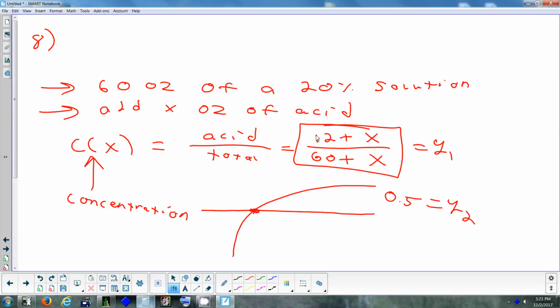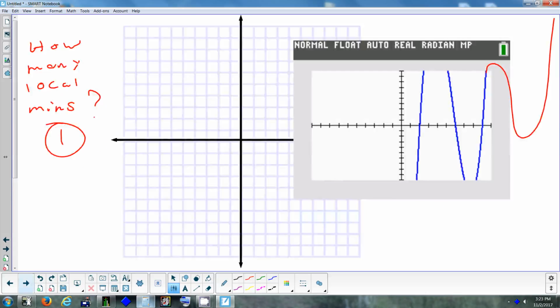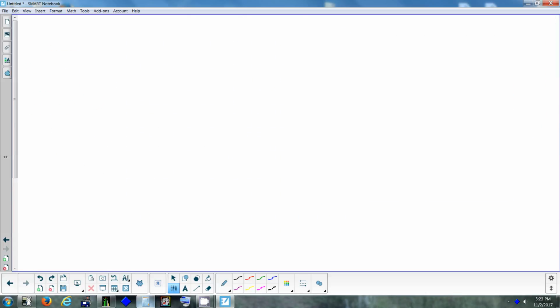Any question on the concentration? All right, so vertical asymptotes, we did that. So last two questions.